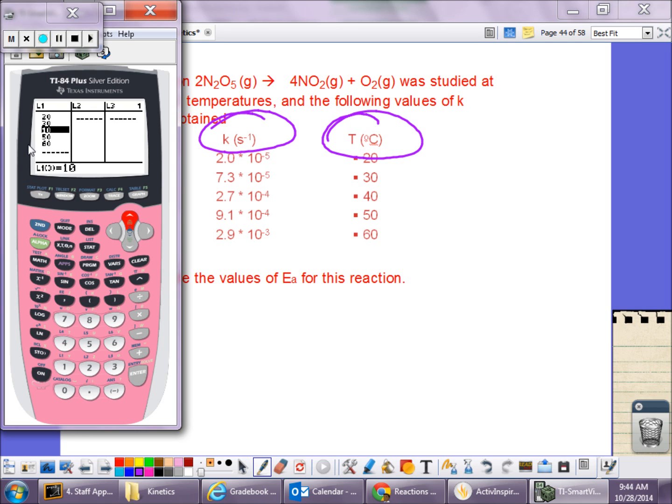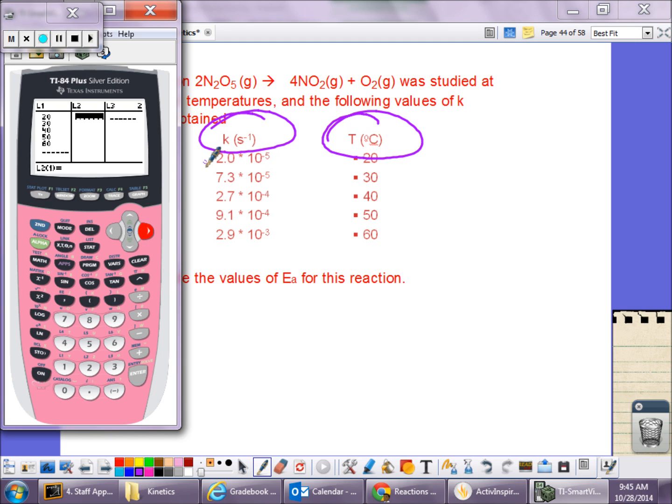Let's go to our L2. This is K. Let's do something quick to save time. Why don't we change all of those to the same exponent? Because we have 2 -4, why don't we change them to -4? It will be 20 times 10, 20. Don't do anything for this yet. Don't worry about the exponent.